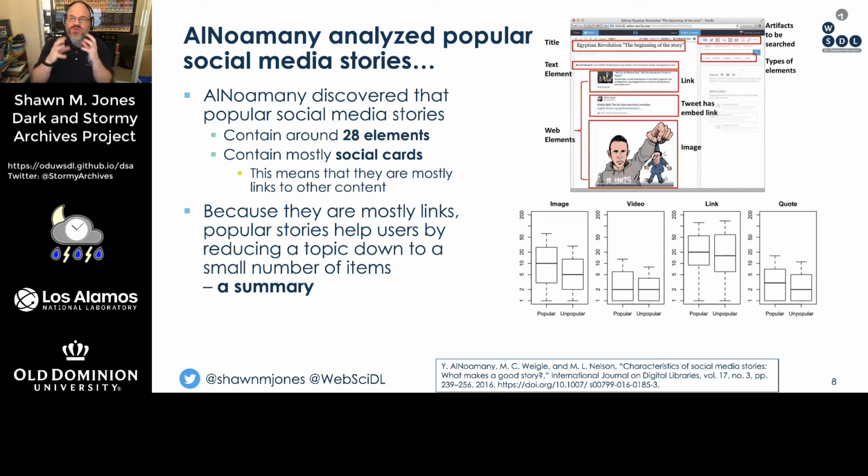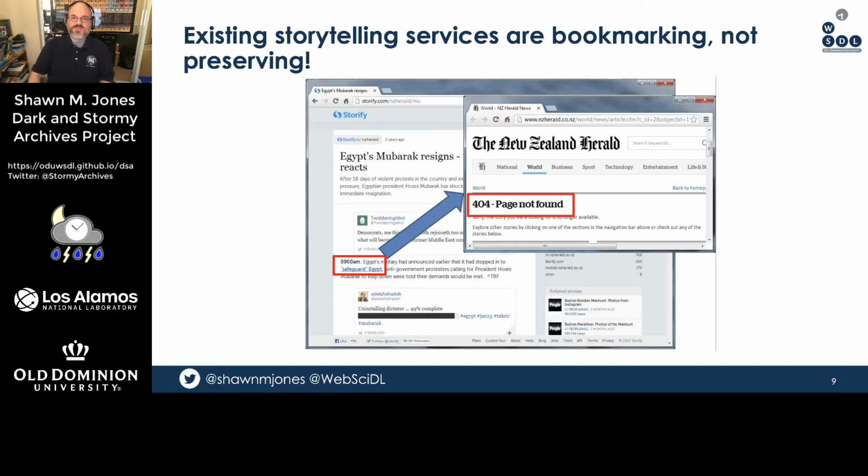We want to build our story such that it will be popular, such that it will be something that someone will want to consume and give them the information that they need to further understand what's in the collection, to further explore the collection, and to further continue their research. And existing storytelling services are bookmarking. We have an example here of this Storify story where someone has linked to something, but it does not exist anymore. And so the solution here would be to combine storytelling services with Web Archives.